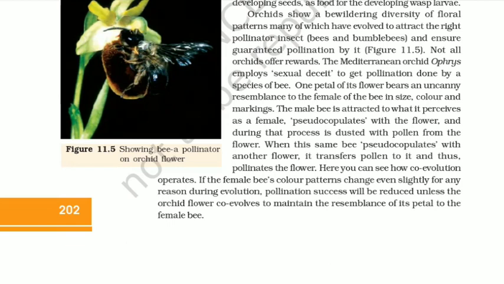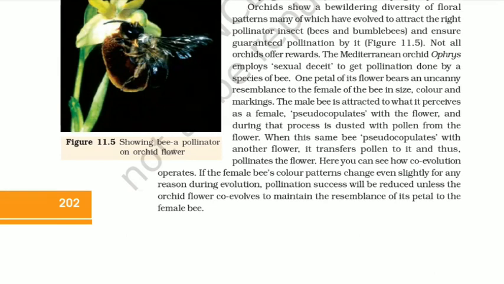Orchids show a bewildering diversity of floral patterns, many of which have evolved to attract the right pollinator insect, bees and bumblebees, and ensure guaranteed pollination by it. Not all orchids offer rewards. The Mediterranean orchid Ophrys employs sexual deceit to get pollination done by a species of bee. One petal of its flower bears an uncanny resemblance to the female of the bee in size, color, and markings.